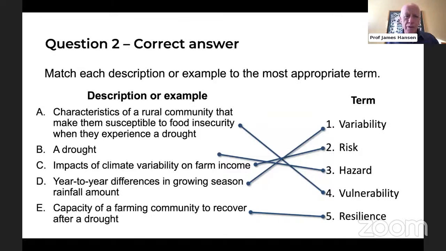Year-to-year difference in growing season rainfall amount, that would be variability. And capacity of a farming community to recover after a drought, resilience.